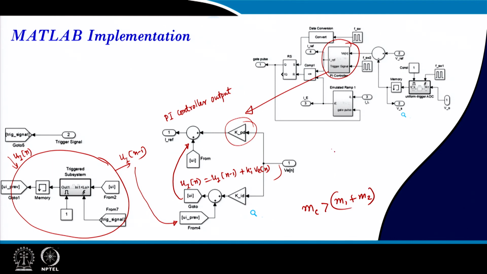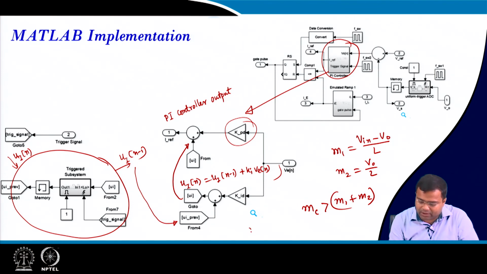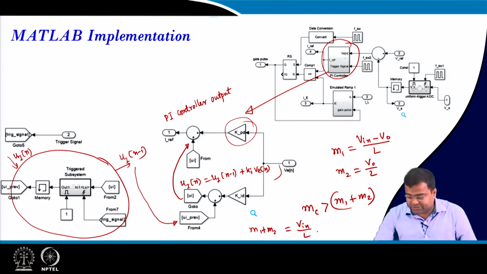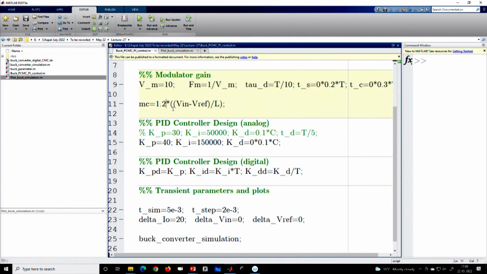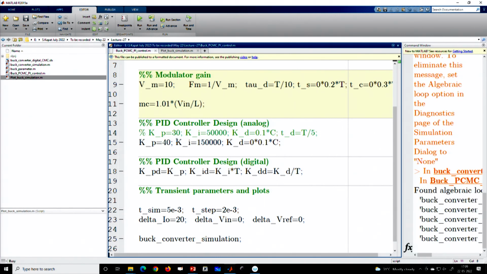And in a buck converter, what is M1? It is Vin minus V0 by L. And what is M2? It is V0 by L. Then what is M1 plus M2? It is simply Vin by L. So that is why, if MC is above Vin by L, then it should be stable. Initially, what we considered, if we take just 1.0 times Vin, is on the verge, very close to instability.